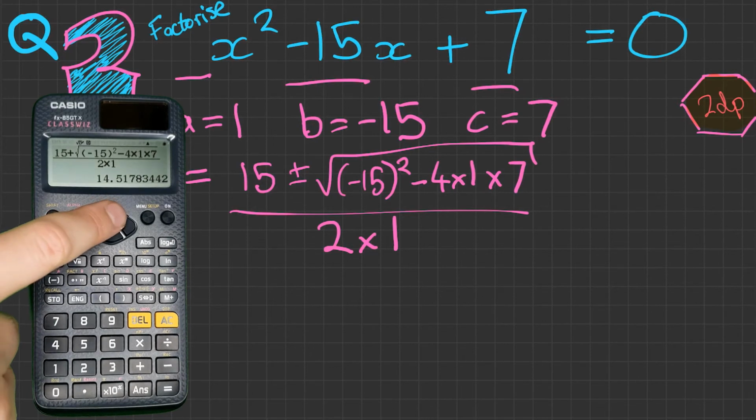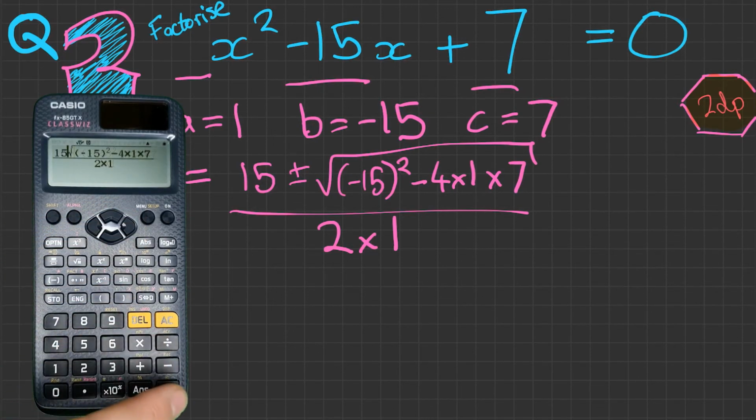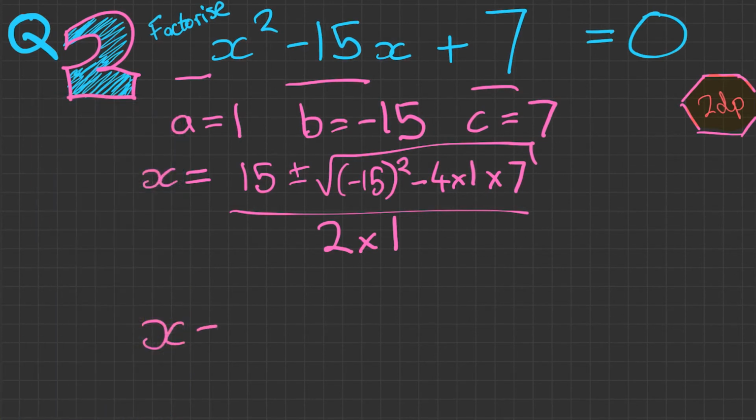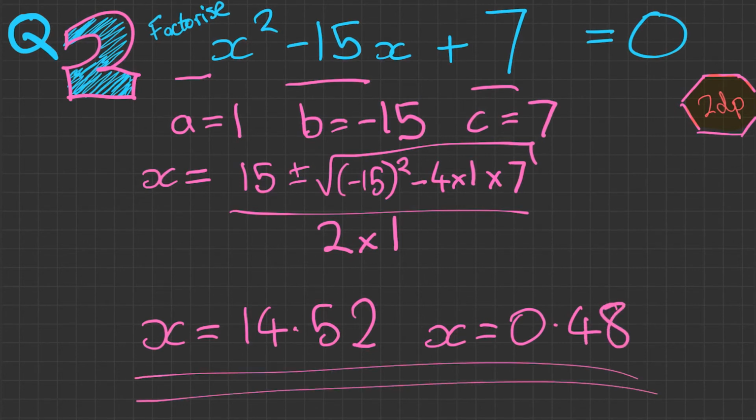We now need to find the second value, but taken away instead. So let's edit our equation, get rid of the add, change it to a minus. This gives us the values of x equals 14.52 and x equals 0.48 to 2 decimal places. And there is our final solutions.